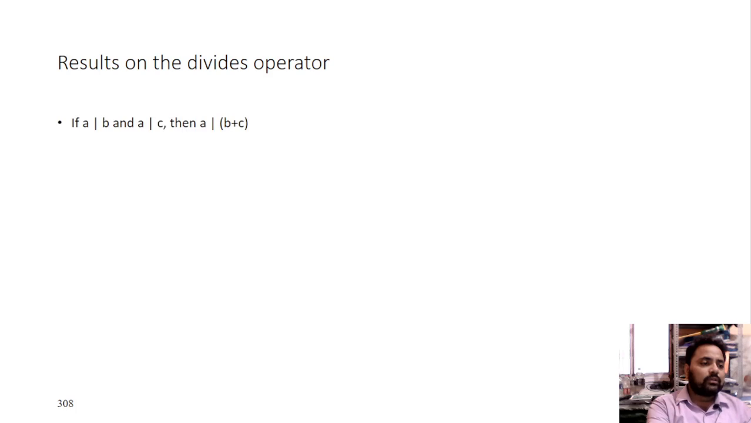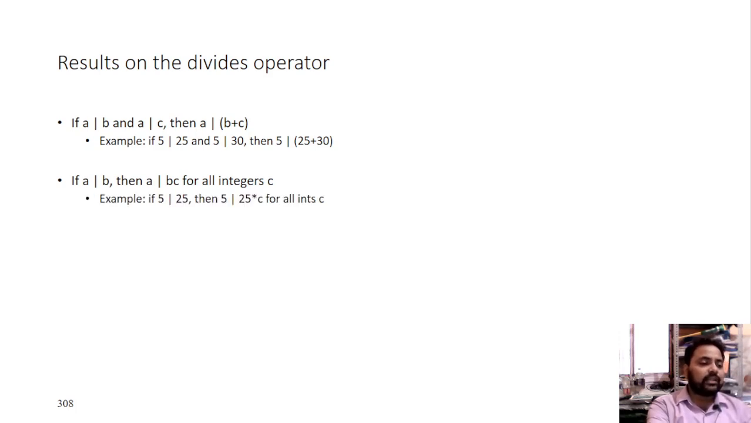The result on the divides operator: if a divides b and a divides c, then a divides b plus c. This is an important result, and we can use this result directly in many problems. The example: 5 divides 25 and 5 divides 30, then 5 divides 25 plus 30. If a divides b, then a divides bc for all integers c, because bc is a multiple of b. So here, if b is divisible by a, then automatically bc will be divisible by a. It means a divides bc for all integers c.